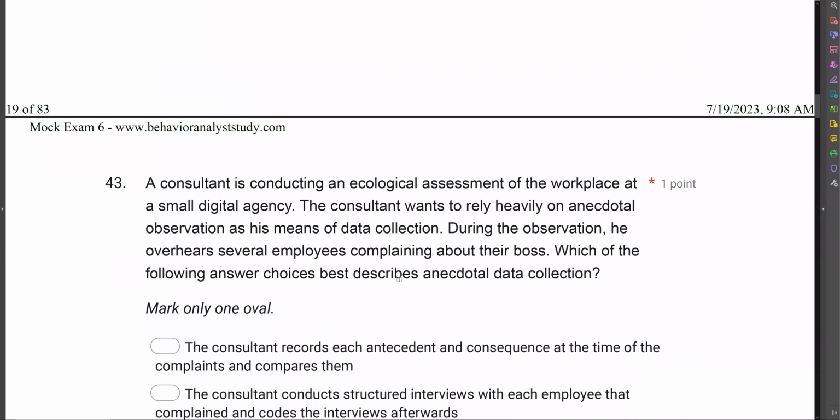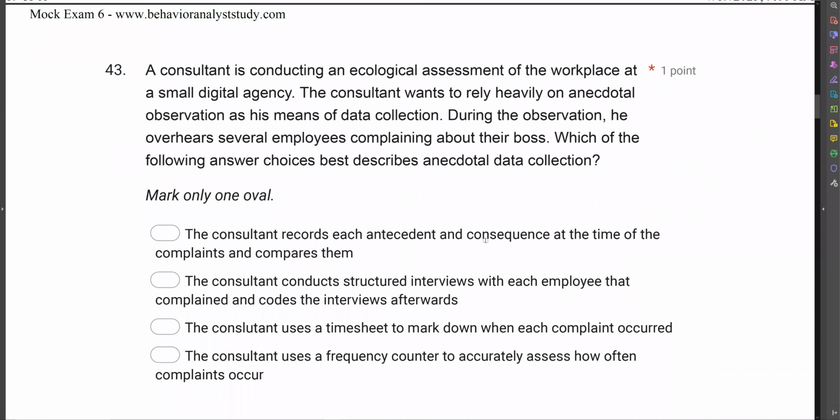43. A consultant is conducting an ecological assessment of the workplace at a small digital agency. The consultant wants to rely heavily on anecdotal observation as his means of data collection. During the observation, he overhears several employees complaining about their boss. Which of the following answer choices best describes anecdotal data collection?